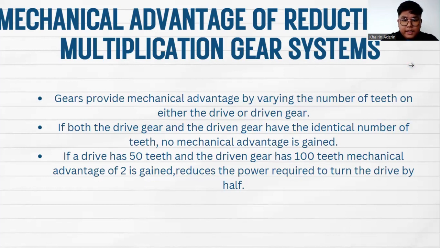Mechanical advantage of reduction and multiplication gear systems. Gears provide mechanical advantage by varying the number of teeth on the idler, drive or driven gear. If both the drive gear and the driven gear have an identical number of teeth, no mechanical advantage is gained. If a drive gear has 50 teeth and the driven gear has 100 teeth, a mechanical advantage of 2 is gained, which reduces the power required to turn the drive by half.